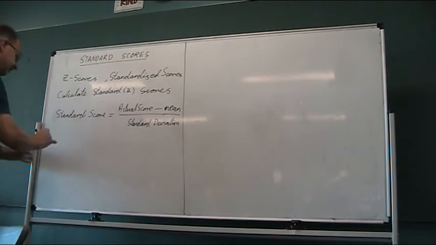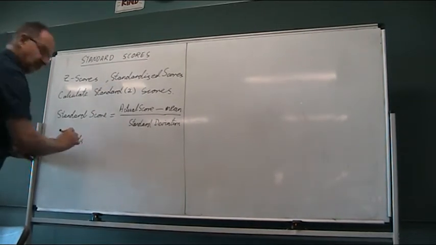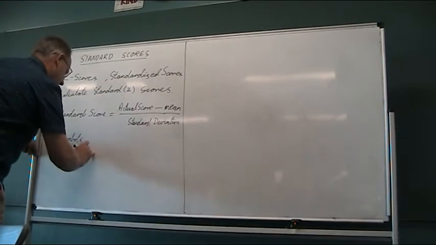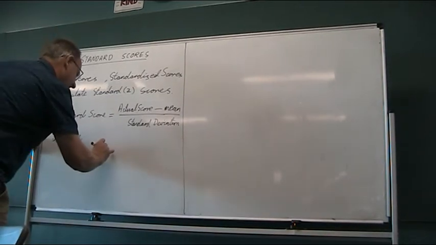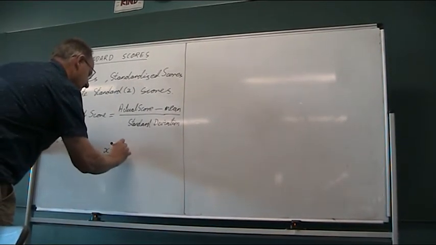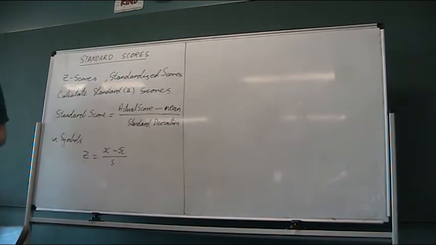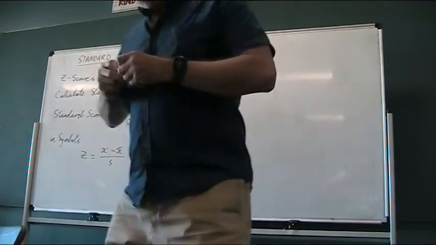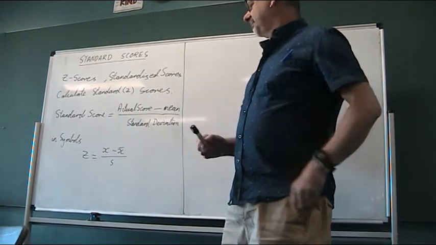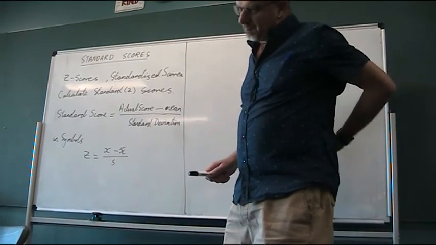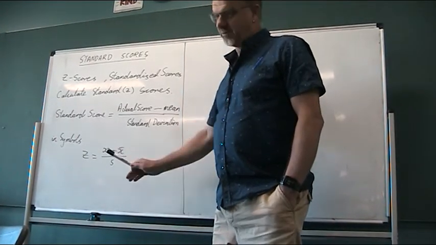So in symbols, that looks like this. Z, that's where the Z score comes from, equals X, the score you got, minus X bar, the mean, over S, our standard deviation. This Z score that we get indicates how far away, in a sense, we are from the mean.